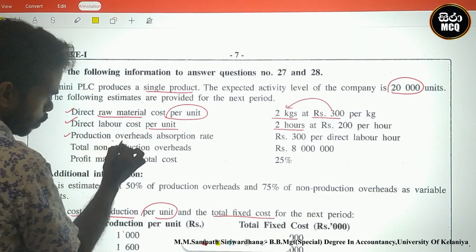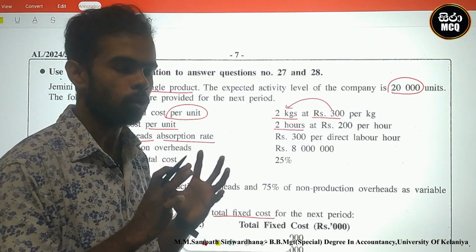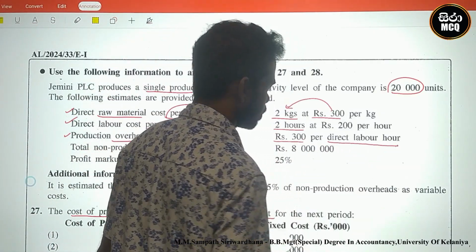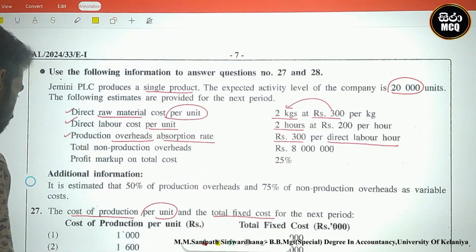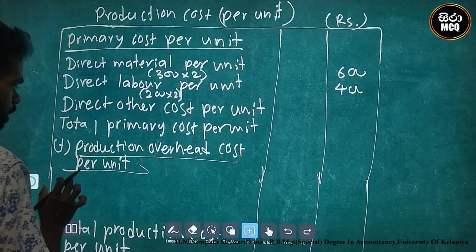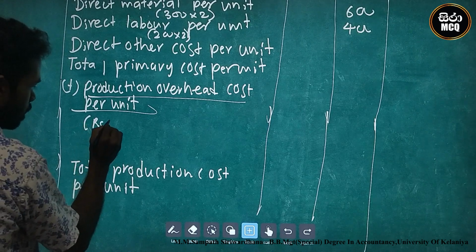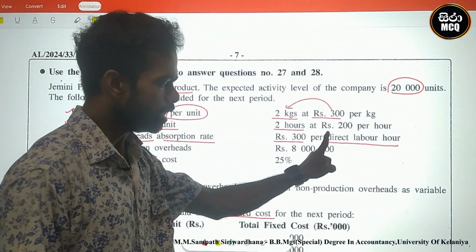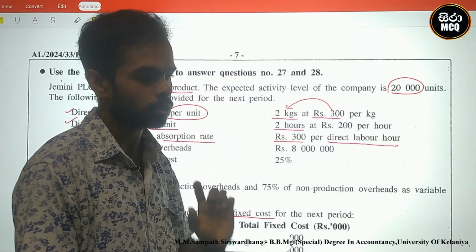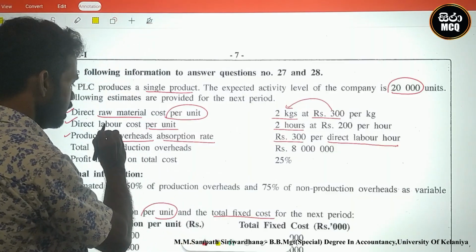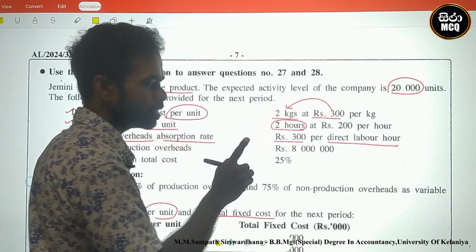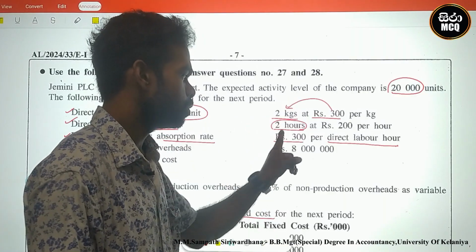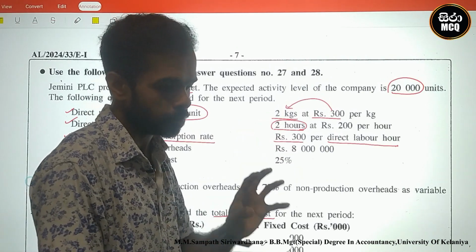Production overhead absorption rate. This is related to overhead cost. The production overhead absorption rate is 300 per direct labor hour. This is the absorption rate related to production overhead cost: 300 rupees for 1 labor hour. For 1 labor hour, 300 overhead cost is incurred. Direct labor per unit is 2 hours.